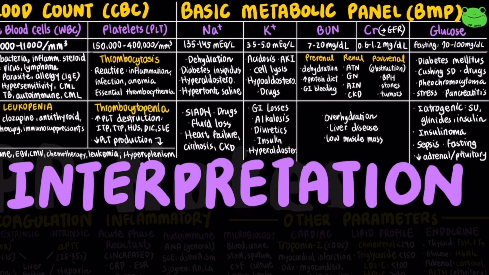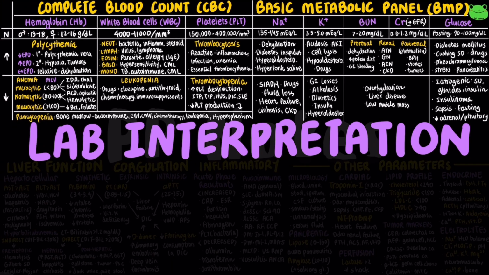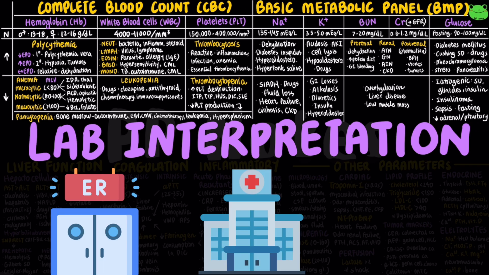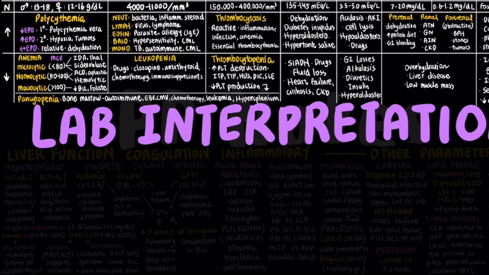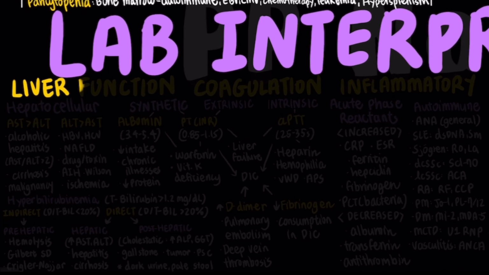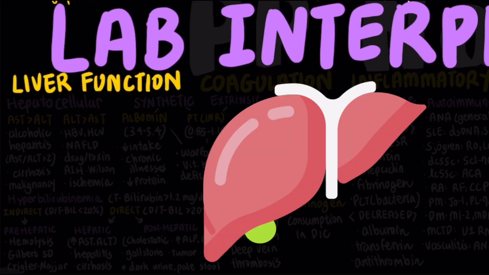Note that both CBC, complete blood count, and BMP, basic metabolic panel, are some of the most routinely ordered blood tests in the hospital. Whether a patient is coming into the ER, being admitted, or just having pre-operation labs, these two panels are almost always part of the initial workup. Let's move on to liver function tests. These include multiple lab values that reflect different aspects of liver health, including hepatocellular damage, bilirubin metabolism, and liver synthetic functions.